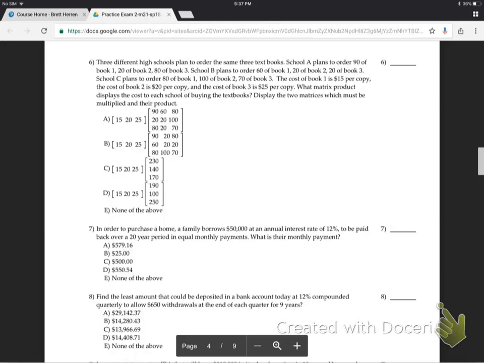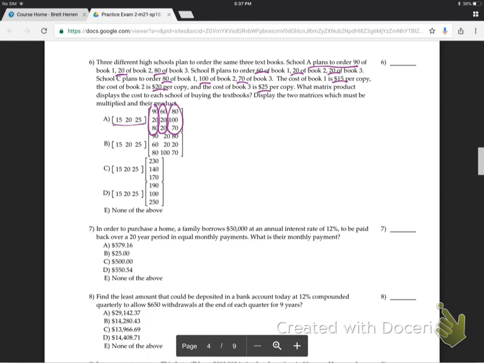All right, number 6. It's tricky because we're supposed to see which matrix multiplication is going to be the right one for what they're trying to say. Well, if you look at it, they're saying school A is 90, 20, and 80. And 60, 20, and 20. And 80, 170. And the costs are 15, 20, 25. It looks good.